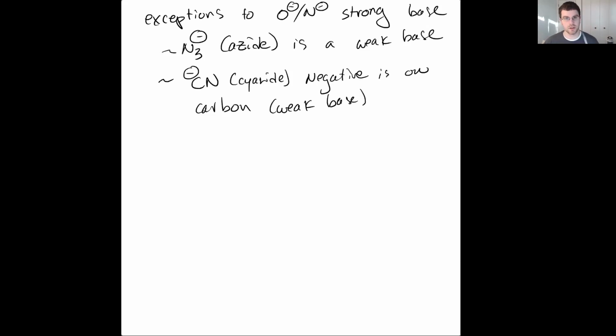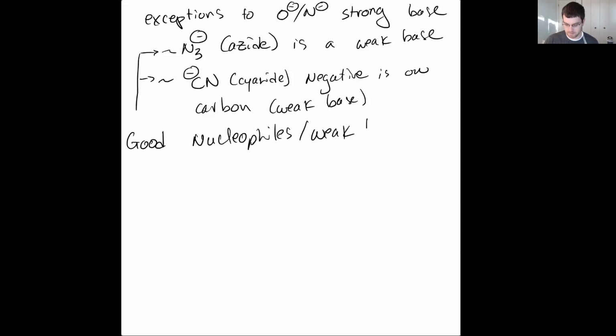Both of these are good nucleophiles, and we'll look at poor nucleophiles here in just a second. But this would be two examples of good nucleophiles and weak bases, which is the second column. The second column. Okay, now this is actually the biggest category.